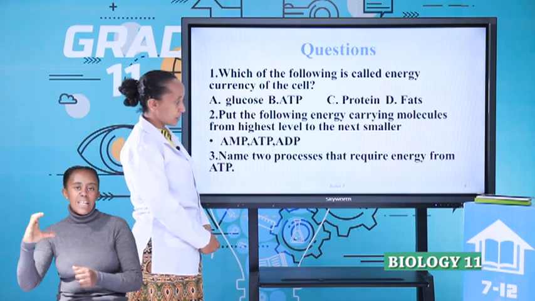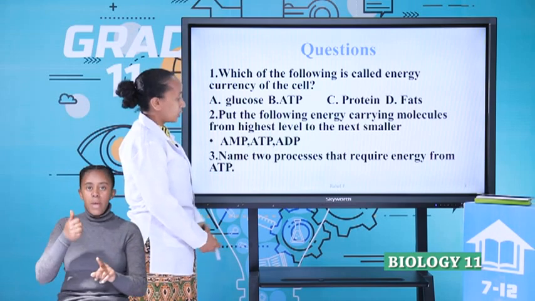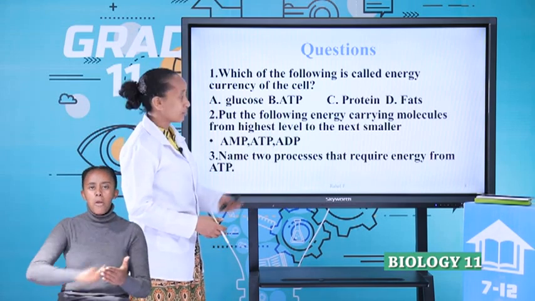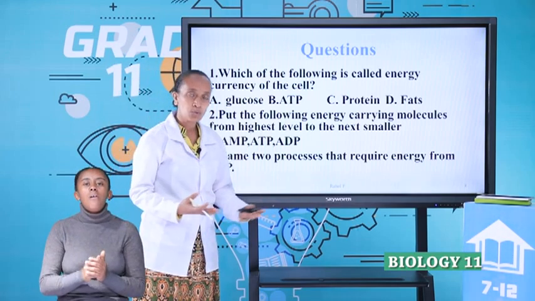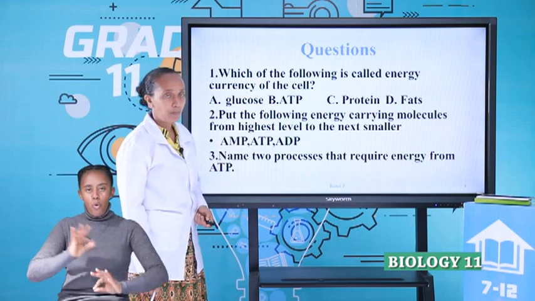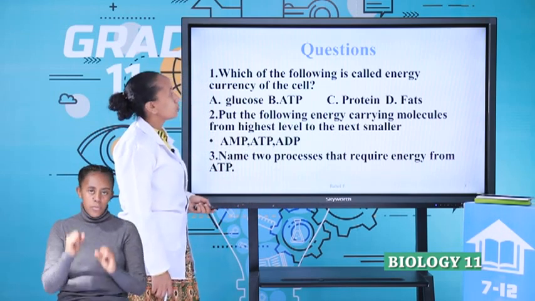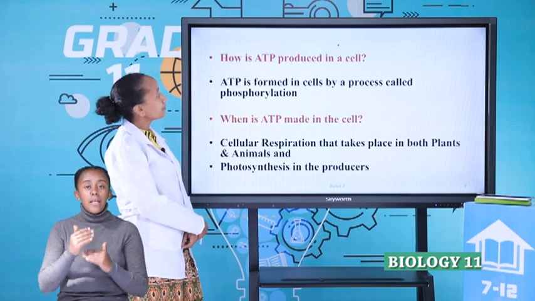Name 2 processes that require energy from ATP. You can list any 2 examples that we have seen earlier. You can say active transport, you can say macromolecule formation, and so on. Okay, now let's move on to the next part.